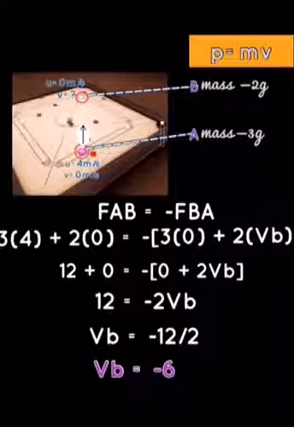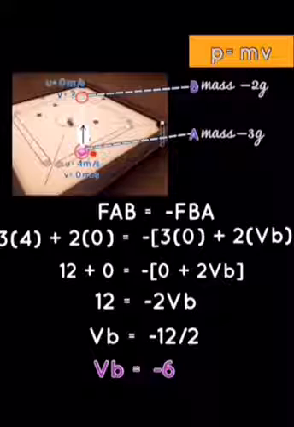So here, mass of object A, 3 grams, into initial velocity of object A, 4 meters per second, plus mass of object B, 2 grams, into initial velocity of object B, 0 meters per second, equals minus of mass of object A, 3, into final velocity of object A, 0, plus mass of object B, 2 grams, into final velocity of object B, which we have to find. So I've kept it as VB, final velocity of object B.